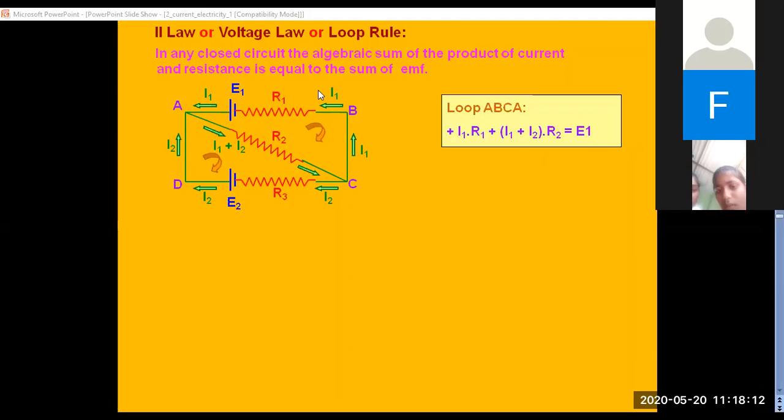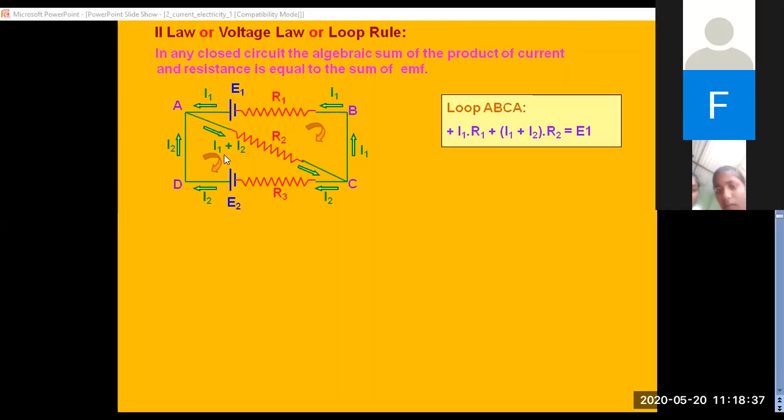I'm repeating it. We have two resistors, R1 and R2. Current flowing through R1 is I1. So multiply both: I1 into R1. The second resistor is R2. Current flowing across that resistor will be I1 plus I2. So I1 plus I2 into R2. If you add both, it should be equal to the EMF, which is E1.